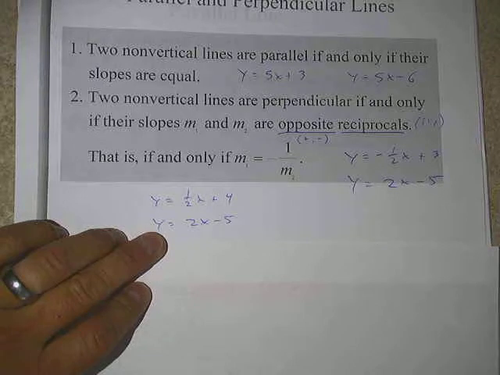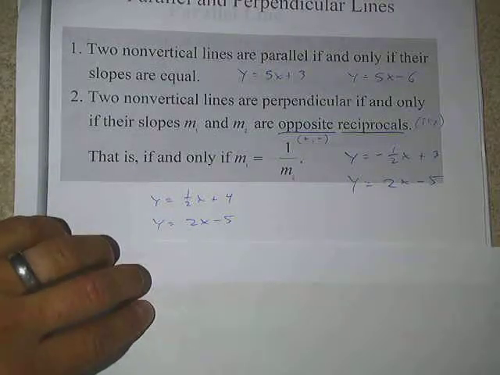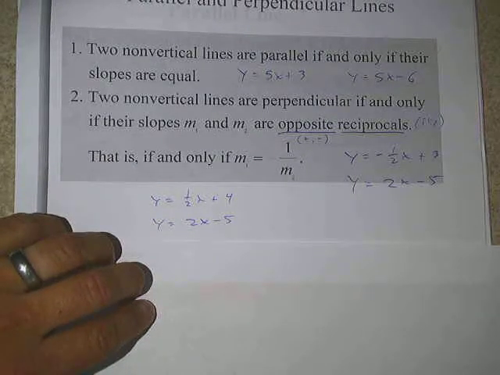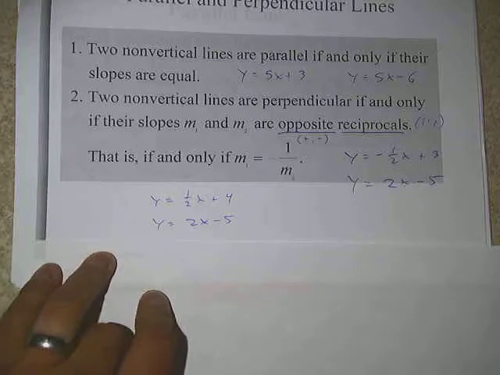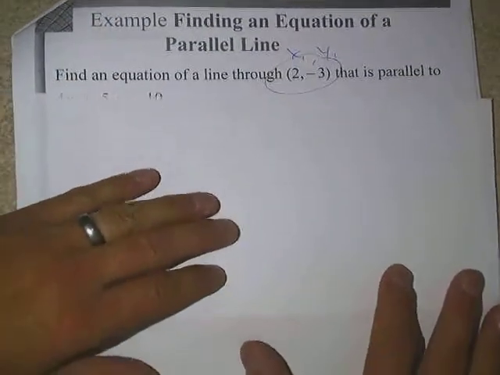I put another example down here on the left-hand side, and I might ask the same thing. Are these two lines perpendicular? Well, they're reciprocals, but are they opposites? No. So the answer would be no in this case. If we were to graph those two, they would not be perpendicular. They have to be both: opposite and reciprocal.